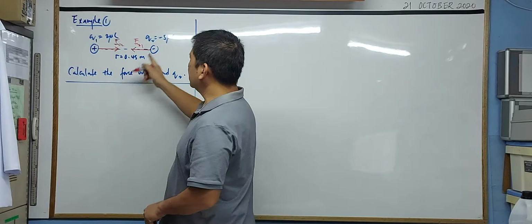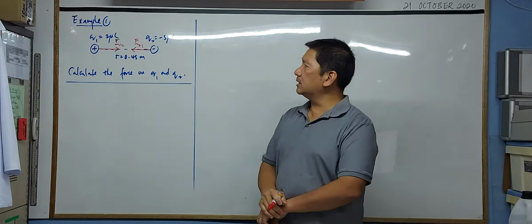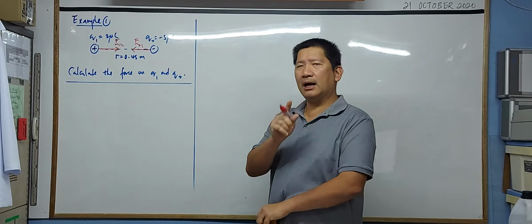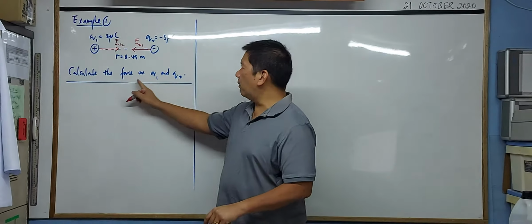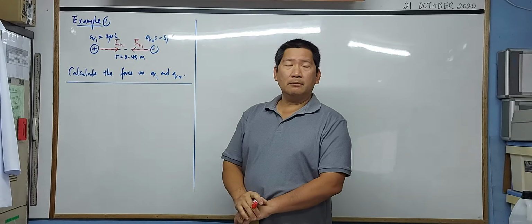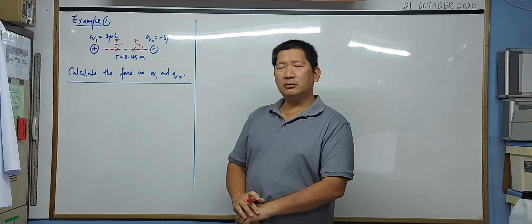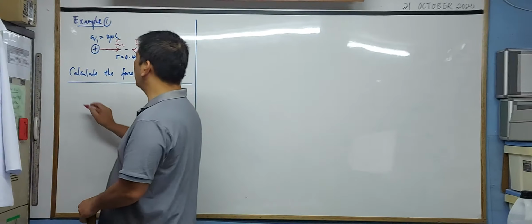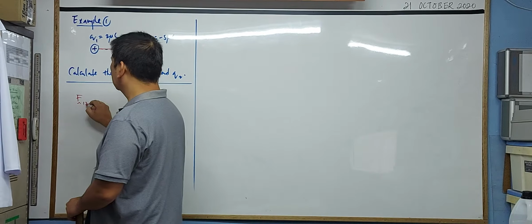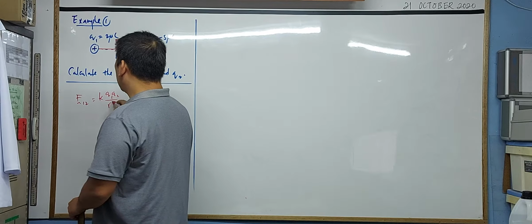So F12 and F21, if you look at it carefully, these two forces are opposite in direction, but they are the same magnitude. So if you are asked to calculate the force on Q1, Q2, it means that we only need to calculate one. The other one has the same magnitude, so we don't repeat the same procedure again, right? So now force F12 is K Q1 Q2 over R squared.